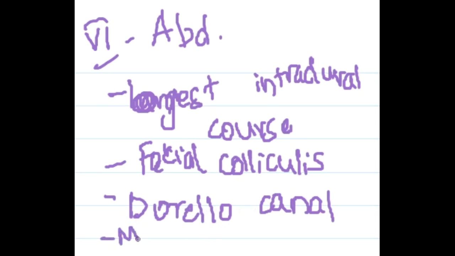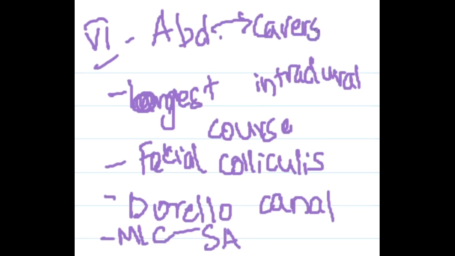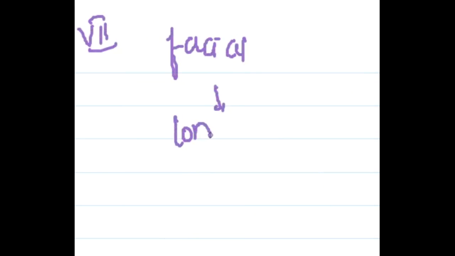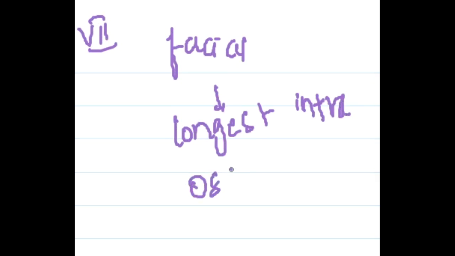It is the most common cranial nerve which is affected in spinal anesthesia. And this abducent nerve is the only cranial nerve which passes through the center of the cavernous sinus, whereas the other cranial nerves like the oculomotor nerve and the maxillary and mandibular branches of the trigeminal nerve pass through the wall of the cavernous sinus. Then the last cranial nerve is the seventh cranial nerve, which is the facial nerve. The facial nerve has the longest intraosseous course and it is most commonly paralyzed.